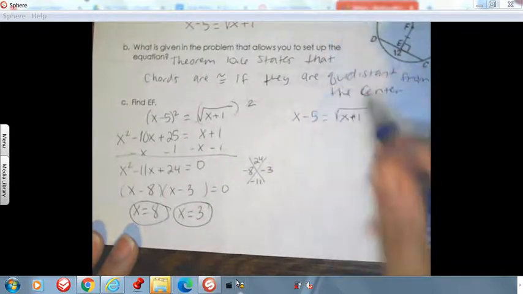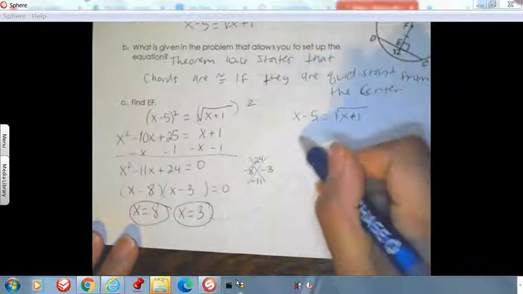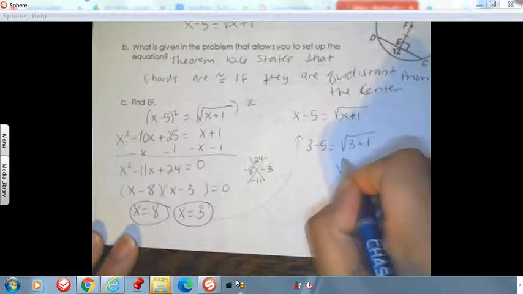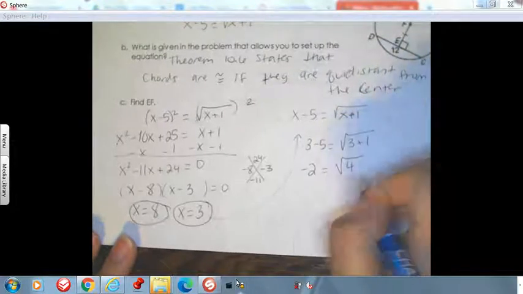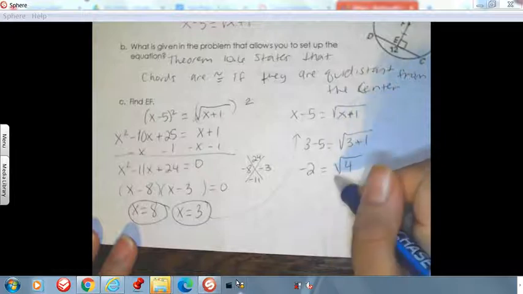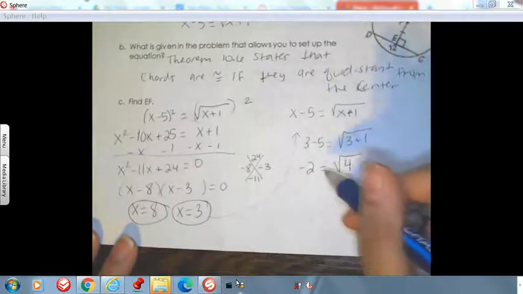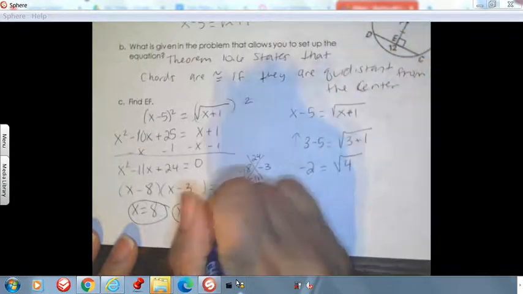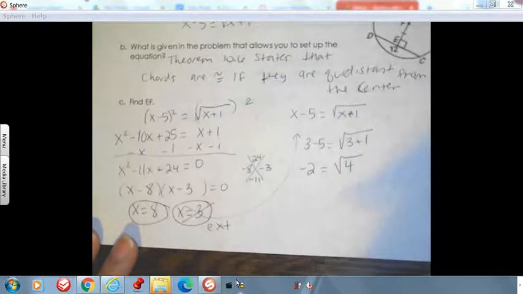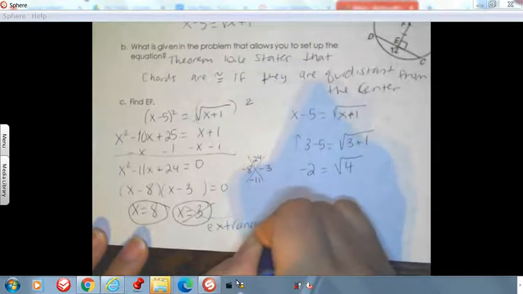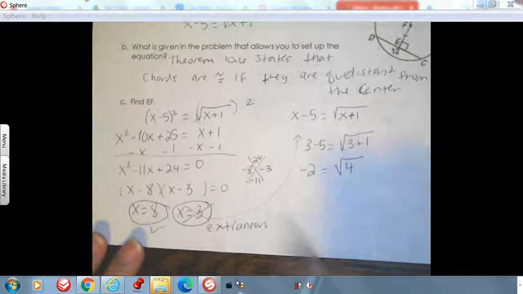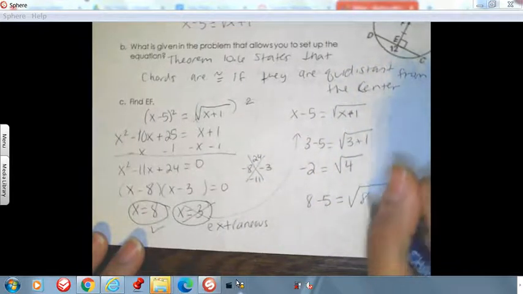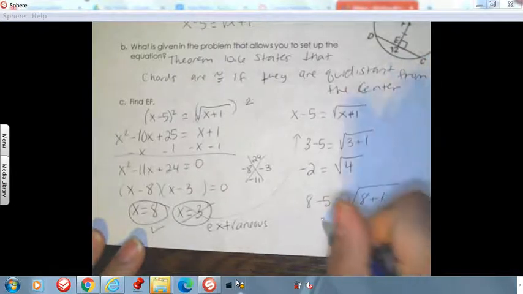So when I substitute 3 in here, 3 minus 5 equals the square root of 3 plus 1, that is, negative 2 is not equal to the square root of 4, because we can't have a radical equaling a negative number. There's no way that would happen unless a plus or minus was already written in here. So x equals 3 is extraneous, and the only one that does work is x equals 8, which you could check again: 8 minus 5 is equal to the square root of 8 plus 1, and that checks out because the square root of 9 is 3.